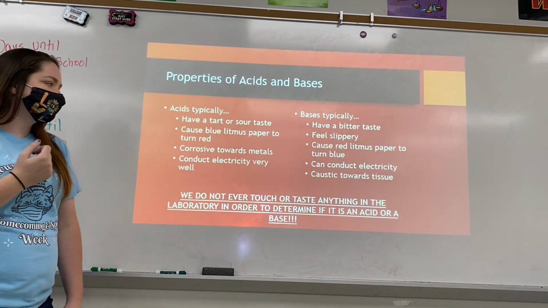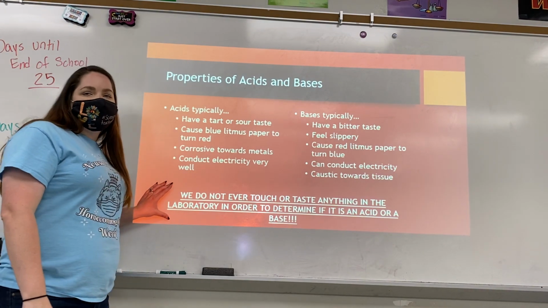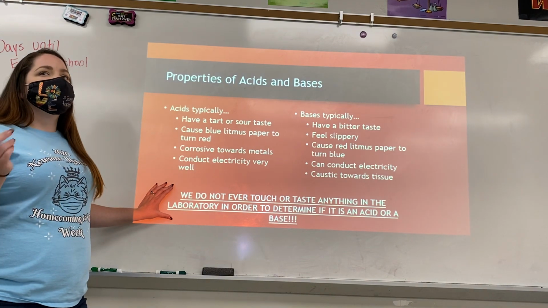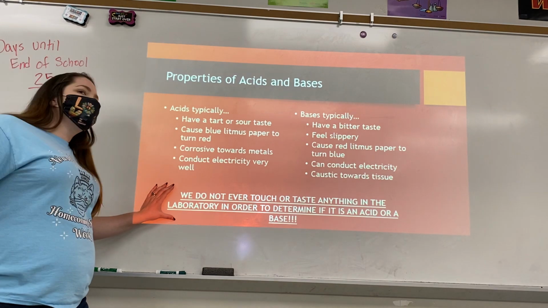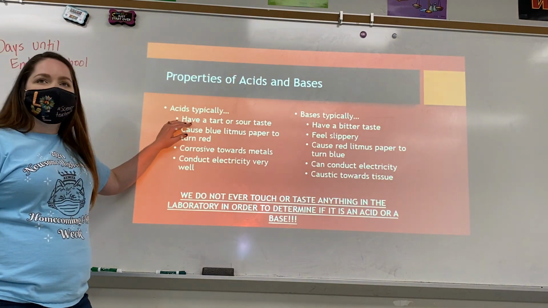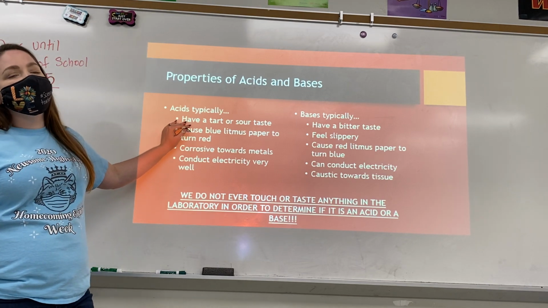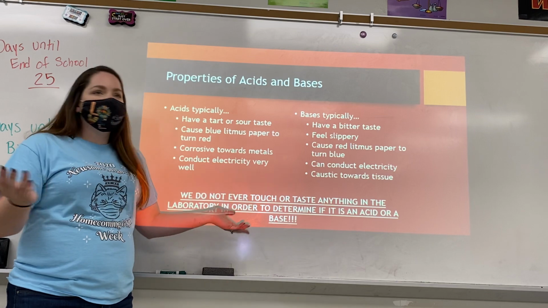Yes. All right. So the rule of thumb is, if you're not sure if something is an acid or a base, the first test that you should do should not be to put it in your mouth and taste it. Yes, acids are usually sour and bases are usually bitter, but if you have no idea what that substance is, then don't put it in your mouth.